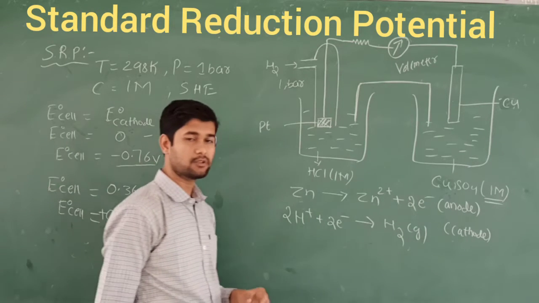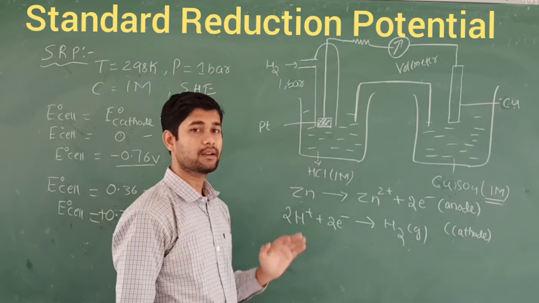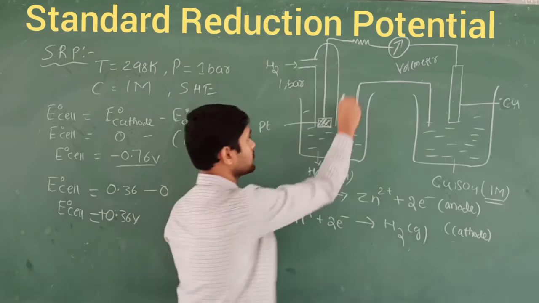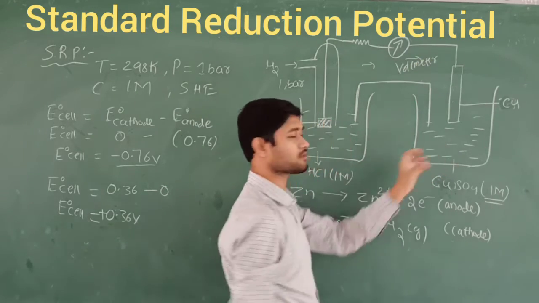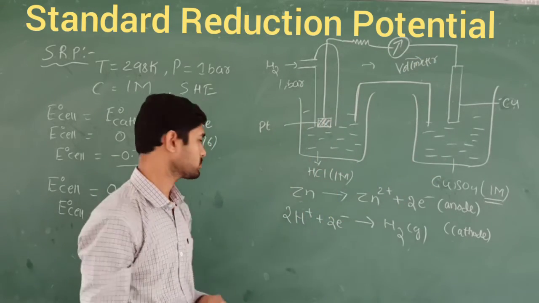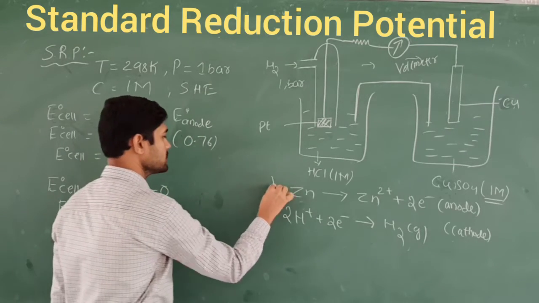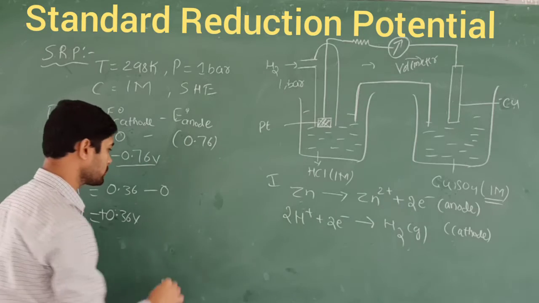When it comes to positive, it means reduction takes place. Reduction means it is going to obtain electrons. So this copper is going to receive the electrons. When I write the reaction, the opposite should be there. So this is for the zinc. Now I am going to write the reaction for the copper metal.